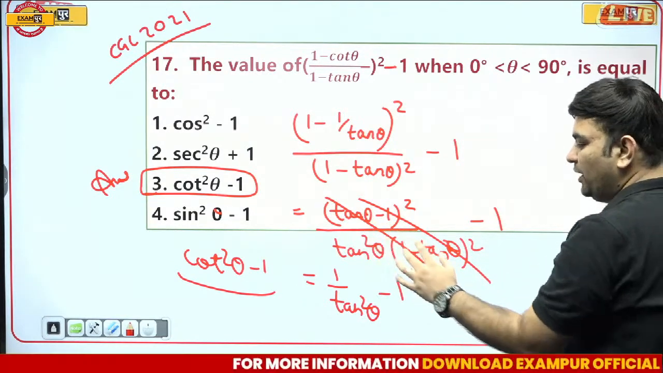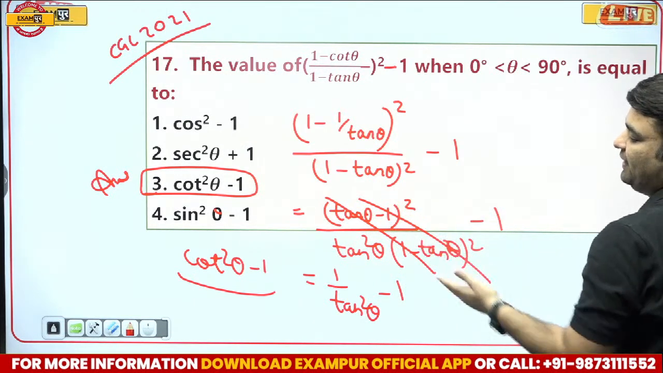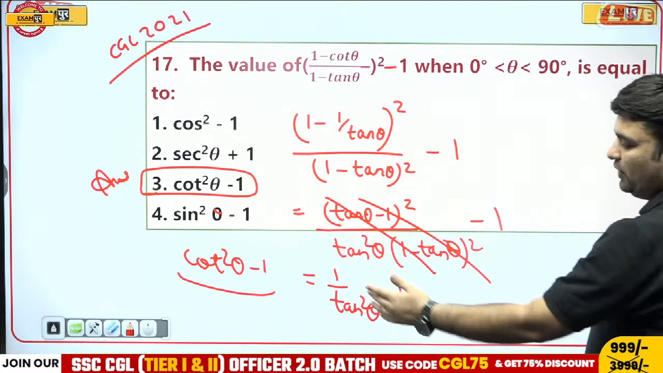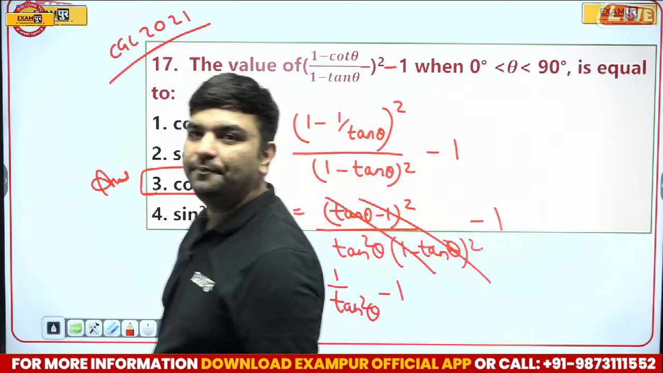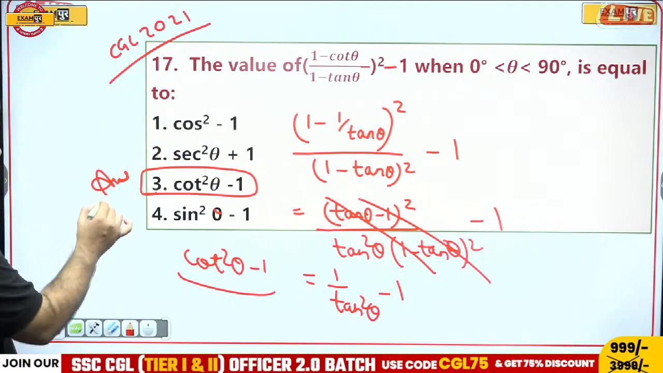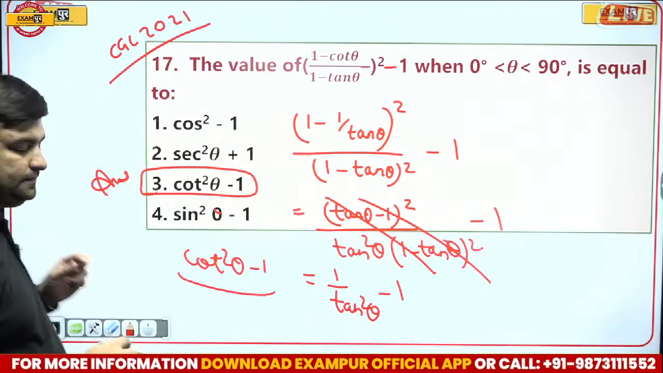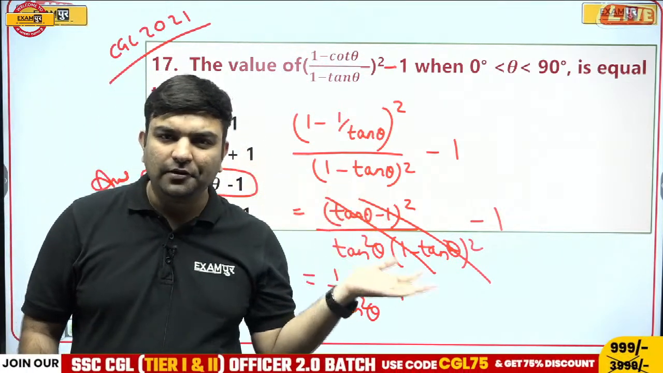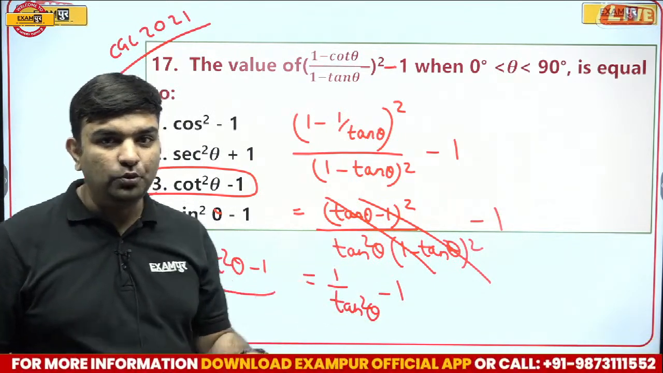Tan theta minus 1 or 1 minus tan theta, both are in squares. They will cancel out each other. So 1 upon tan square theta minus 1, and 1 upon tan square theta is cot square theta. So cot square theta minus 1 is the answer. Option number 3, CGL 2021. If you go with value putting, it might trouble you more rather than this.